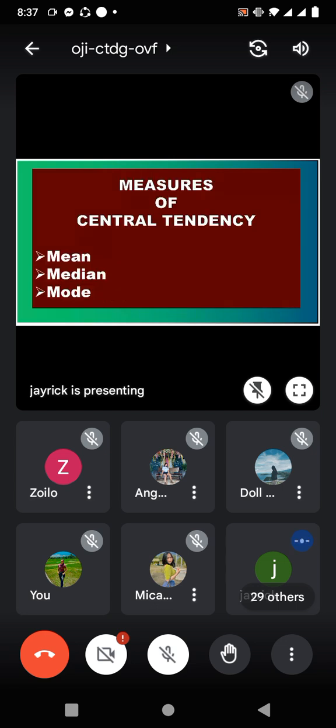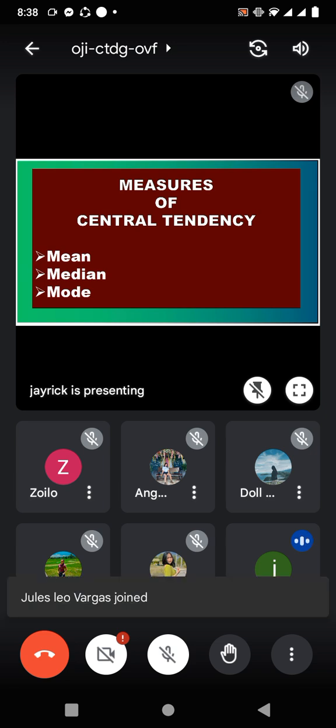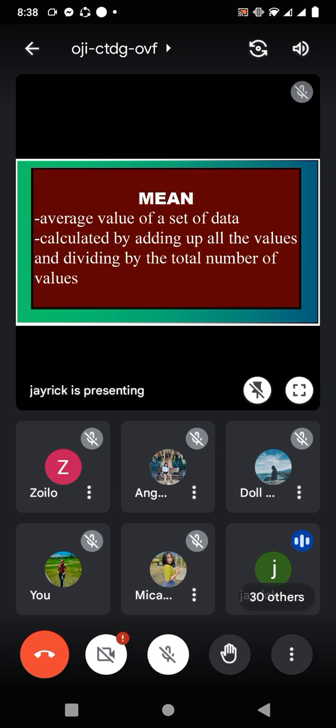Okay? So now, let's proceed. We have the measures of central tendency: the mean, median, and mode. Take note, the first part of my discussion will be the explanation of the definition of a certain measure of central tendency. After that, I'll be giving an example, and I will be testing you, if you can explain the example based on my explanation or based on the definition of a certain measure of central tendency. Now let's proceed to the mean.